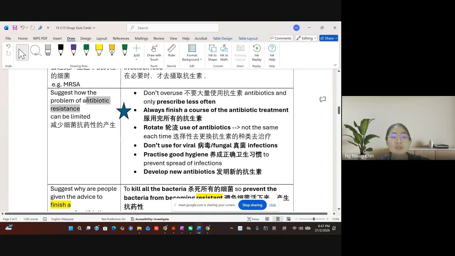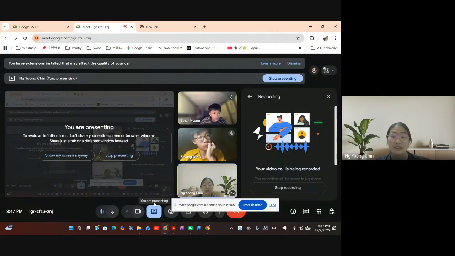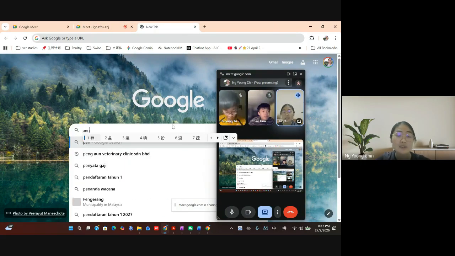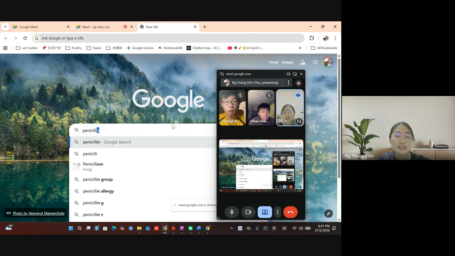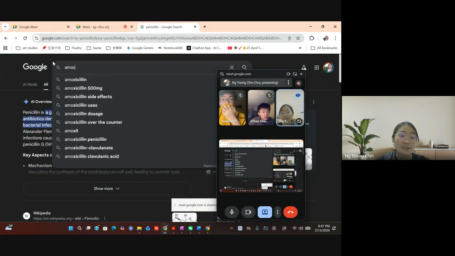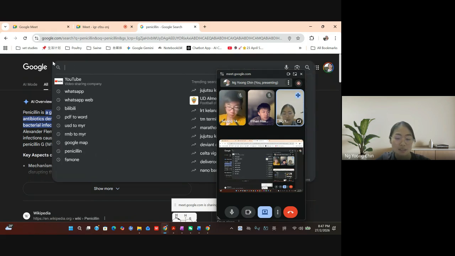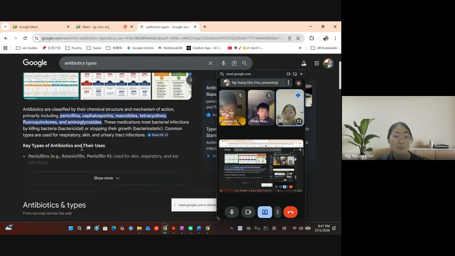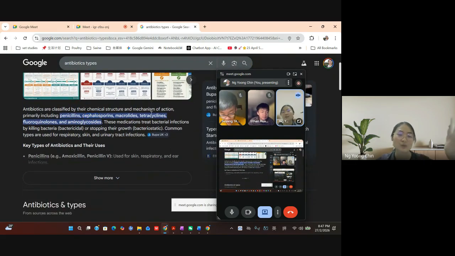Especially, we have fewer choices of antibiotic, because we don't have enough money to develop new antibiotics. One of the antibiotics that we learn is what? Penicillin, the most commonly used. Penicillin is actually the first type of antibiotic created. Then there is another antibiotic, for example, amoxicillin. There are different antibiotic types: cephalosporin, macrolide, tetracycline, those kinds of antibiotics.